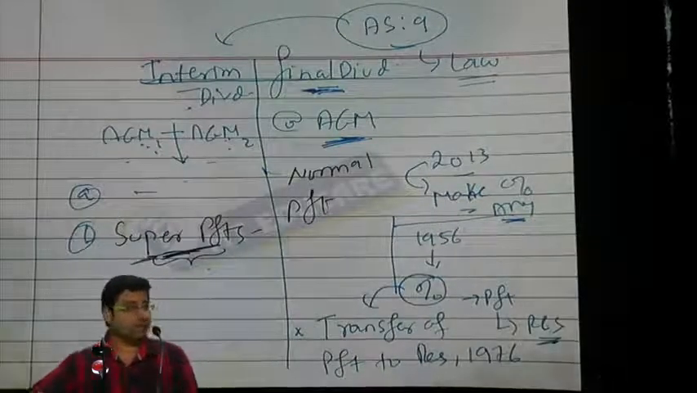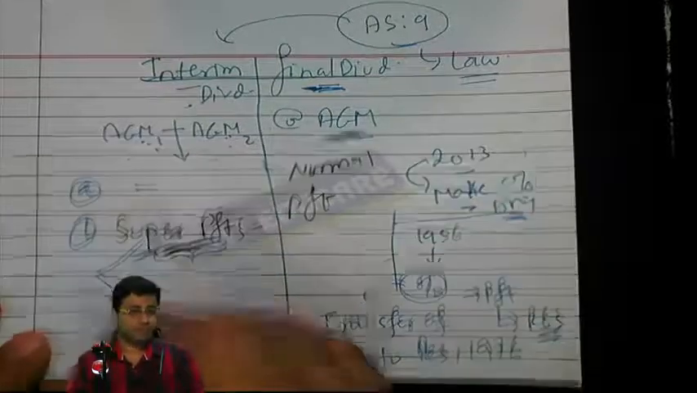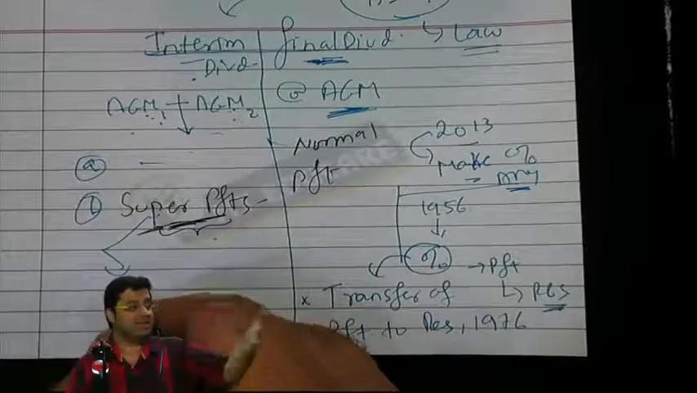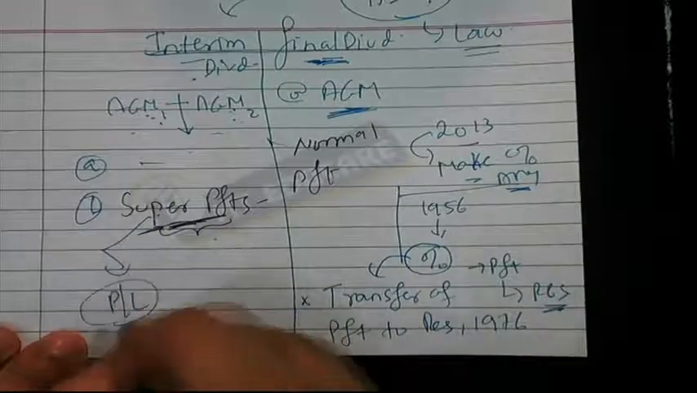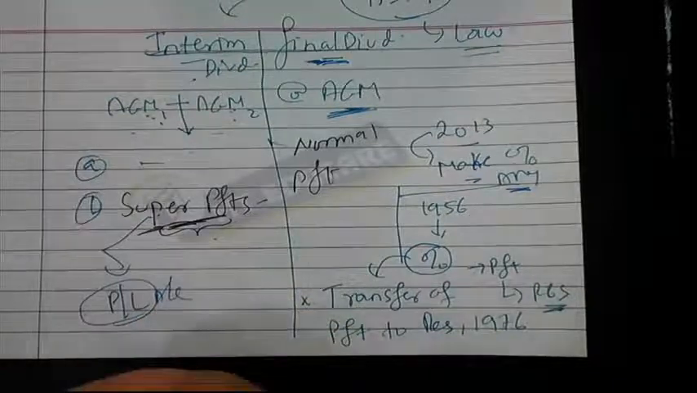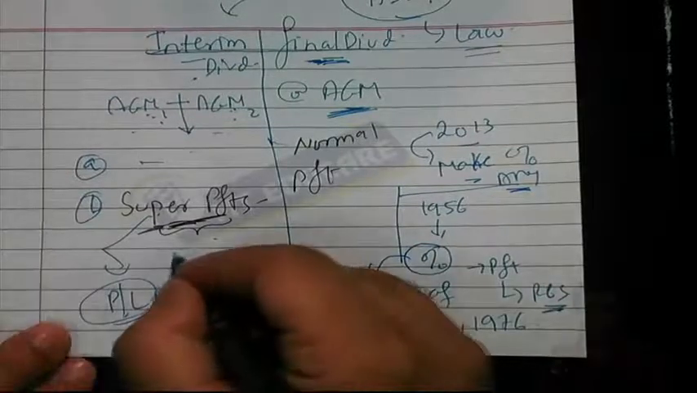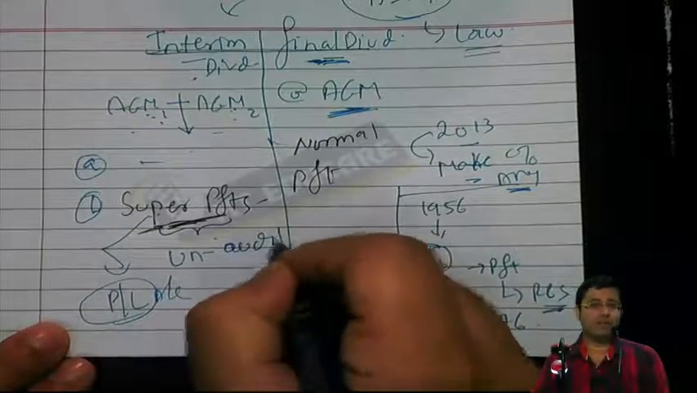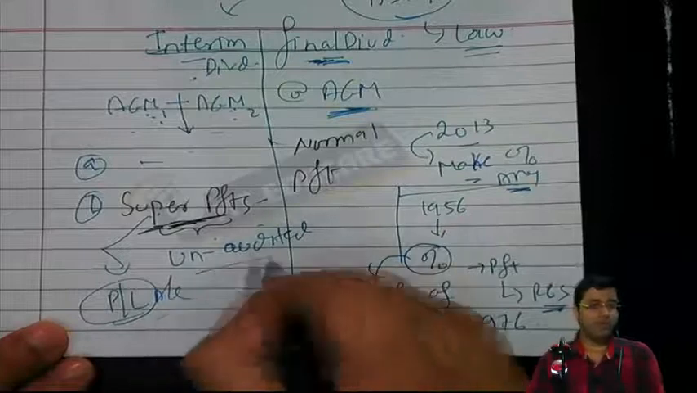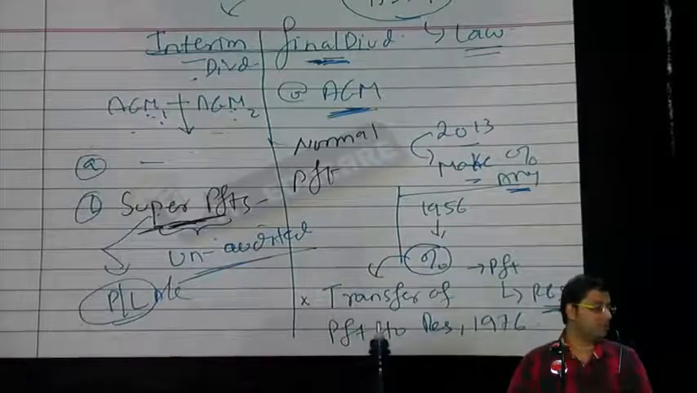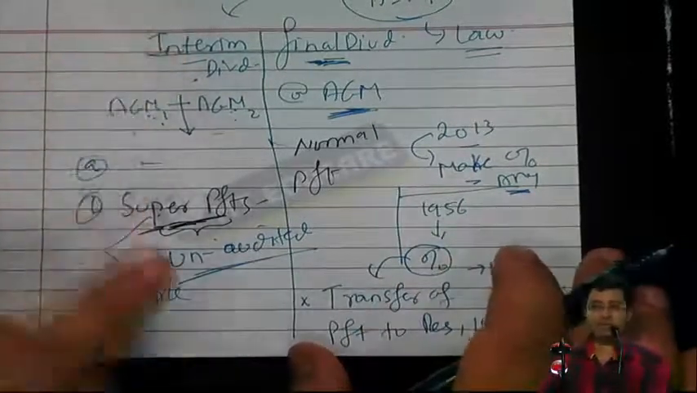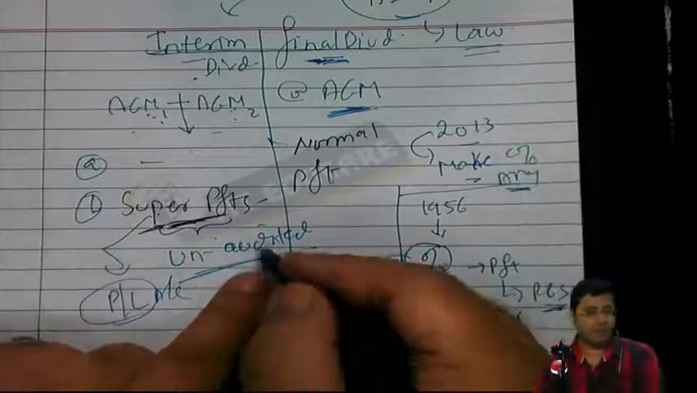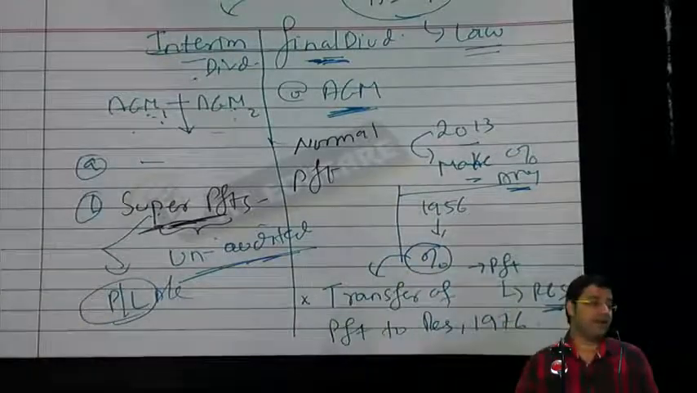Since I am using the word anticipated, what I mean is that whenever we anticipate something, it clearly means that thing is yet to happen. That means the profit and loss account on the basis of which I am giving the super profit may be an unaudited profit and loss account. Now this word is very important. The examiner wants you to write this point. Generally, companies give interim dividend out of unaudited profit and loss account. That means the profit and loss account is not audited by an auditor.